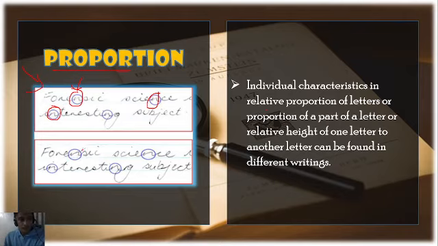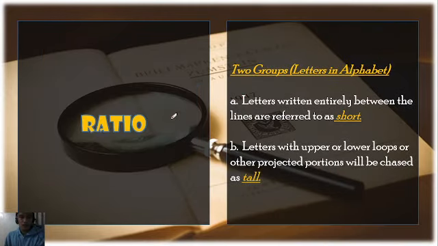Kung mapapansin natin na pare-parehas yung pagsulat niya ng letter N, then ibig sabihin, yun yung normal na letter N niya. So, that is proportion, or we are looking at proportion.